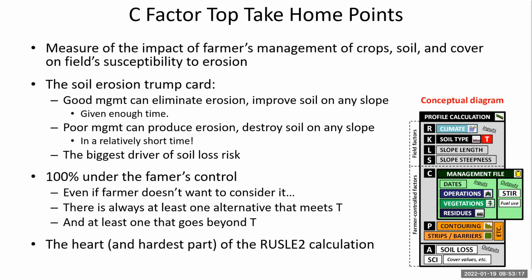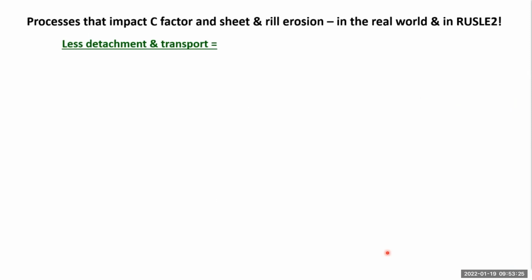And like I said, this file right here in RUSLE2 world defines your crop management factor. It's the heart and the hardest part of the RUSLE2 calculation. What does this all mean, Chris? Put it in real words. These are the processes that impact the C factor and the sheet and rill erosion in the real world in RUSLE2, right? So this will give you less detachment of soil from raindrop impact and less transport, and therefore less sheet and rill erosion risk. These are the things that in the real world matter and make sheet erosion less and rill erosion less likely to happen. More canopy cover, living or dead, plants standing, living or dead to intercept raindrops.